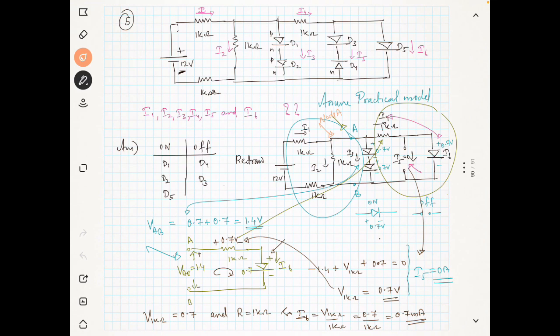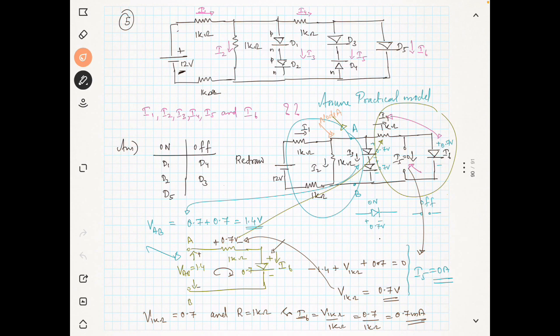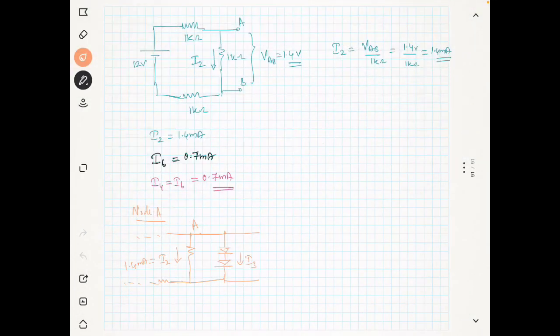Okay, I2 is going down. Now some current I3 is going down here. You can see there is some current here, which is nothing but I3. We have no idea about I3. Similarly, we have another current going away from this node A. So this current is nothing but I4. We know I4 is 0.7 milliampere, but we have to find I2. So how can we find it?